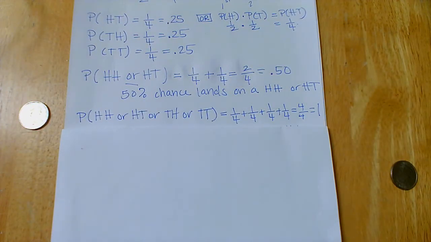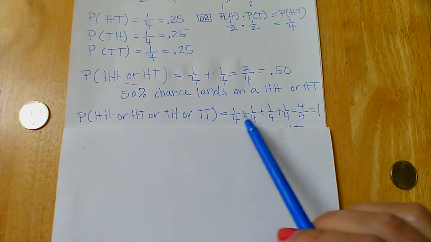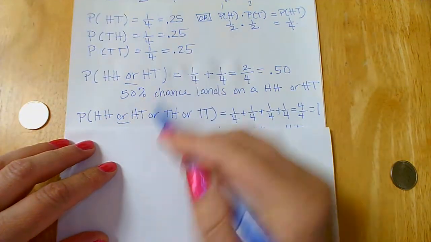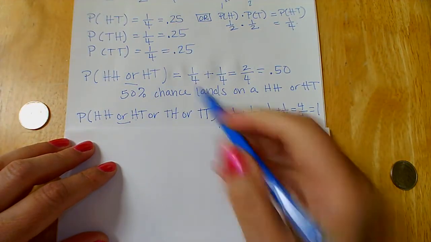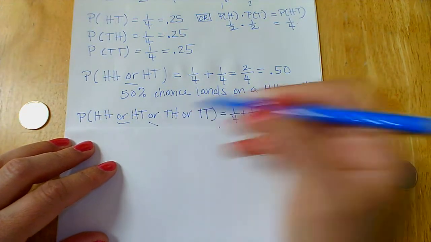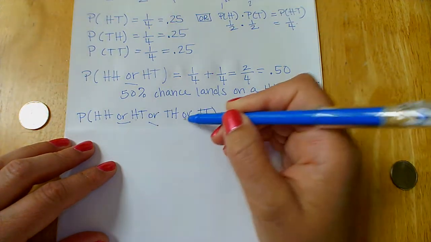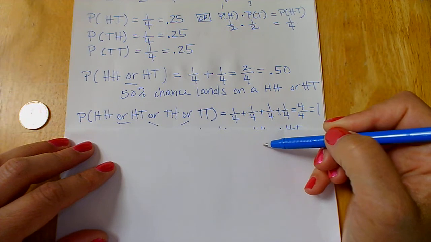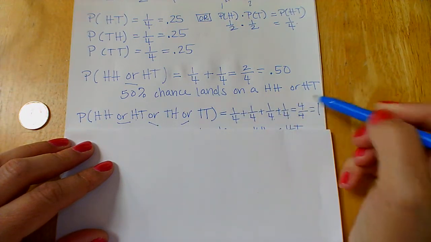How about this one? Heads, heads, or heads, tails, or tails, heads, or tails, tails. Well, wait a minute. This reminds me of all of my samples in my whole entire space. So that would be heads, heads, 1/4, plus, because we have "or," heads, tails, 1/4, plus, because we have "or," tails, heads, 1/4, plus, because, again, we have "or," tails, tails. Well, let's add these fractions together. 1 plus 1 plus 1 plus 1 is 4.